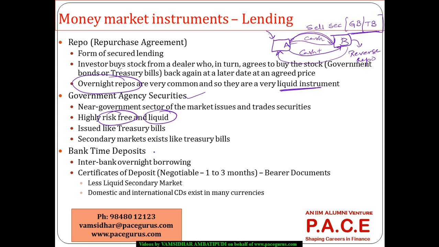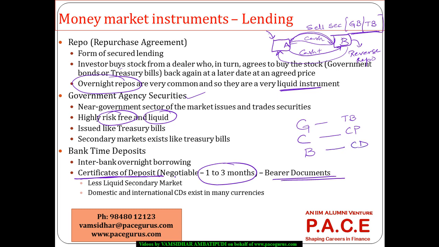Then we talk about the bank time deposits, where a very common popular instrument is called a certificate of deposit, which is a negotiable instrument generally issued for a 1 to 3 month time period. And just like a commercial paper, even this is a bearer document. So the banks want to borrow. Now you see, government wants to borrow, it's a treasury bill. The corporate wants to borrow, it's through commercial paper. And now the banks want to borrow for less than 1 year, it's a certificate of deposit. In some cases, banks do even an overnight kind of borrowing, but the very common one is a 1 to 3 months borrowing, which is like a certificate of deposit.